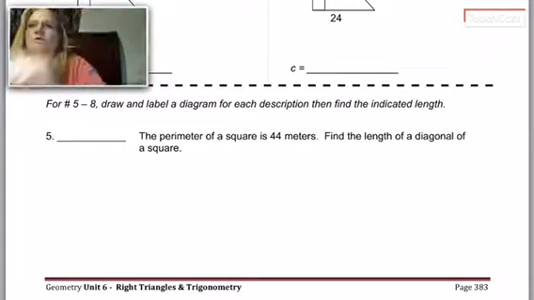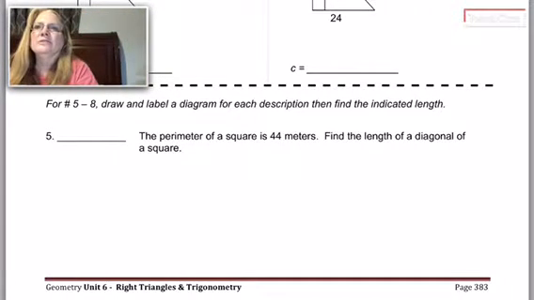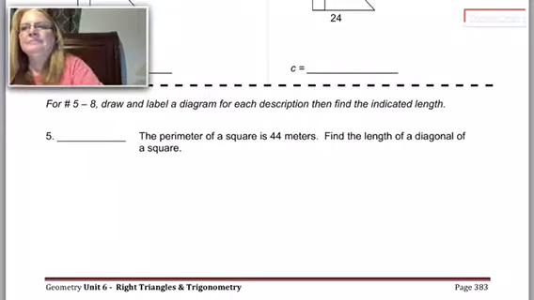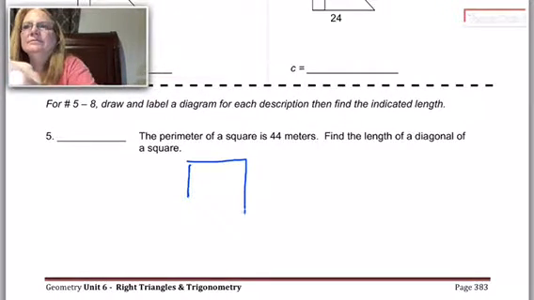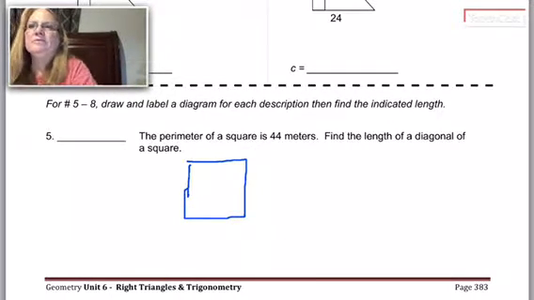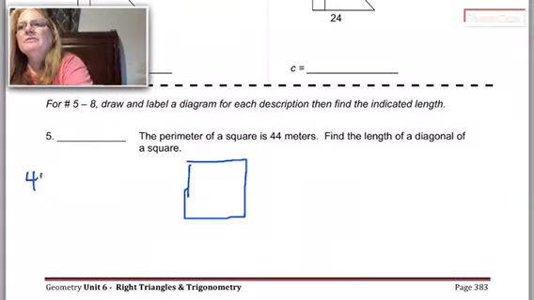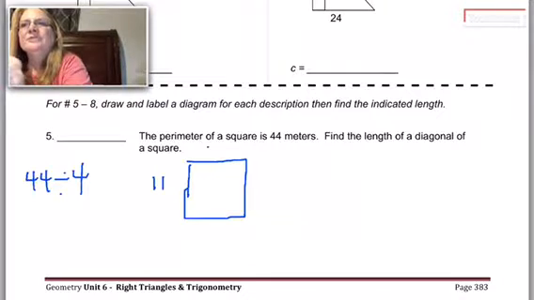The perimeter of a square is 44 meters. Find the length of the diagonal of the square. Okay, I'm going to start with the square. The perimeter is 44, and there are 4 sides. So if we do 44 divided by 4, we get 11. So each side is 11. And we want to know the length of the diagonal.